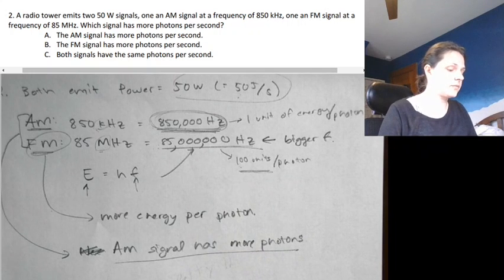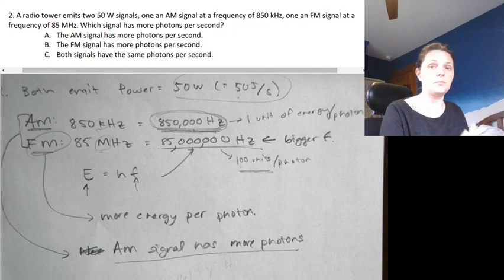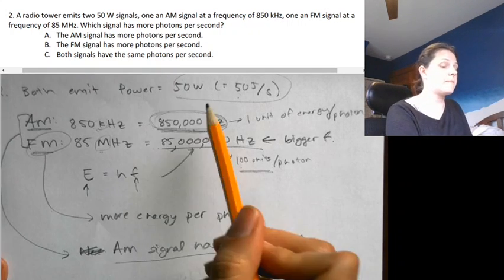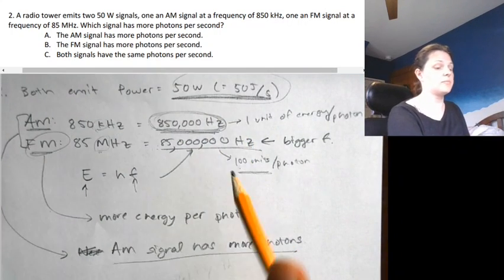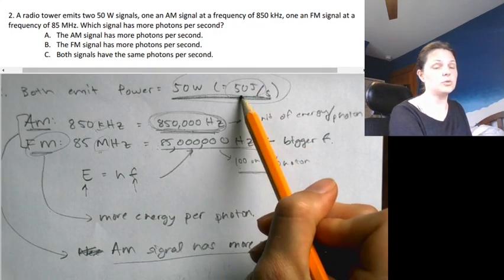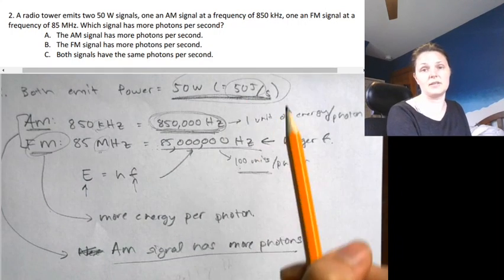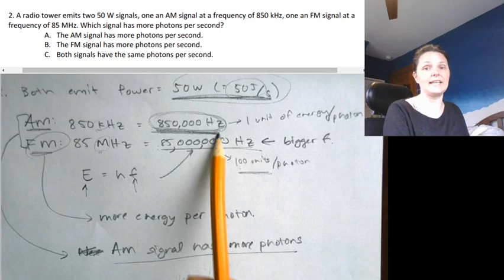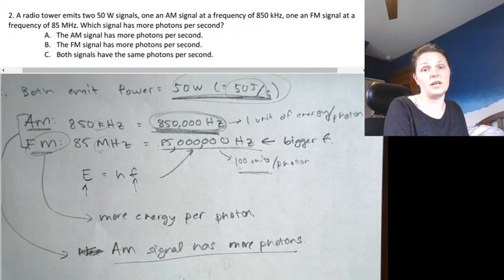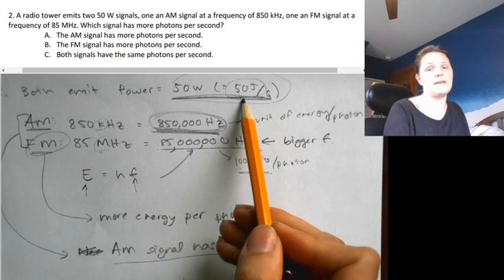All right, and the important part, and why that worked, is that both of them had the same total amount of energy, right? They were both having 50 joules of energy for every second that they were on. And since the AM photons had less energy in each photon, we needed a lot more of the AM photons to get up to that 50 joules.